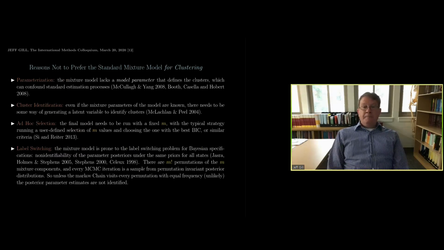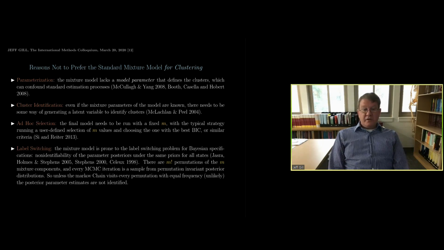Well, some reasons not to use the mixture in this context is it lacks a model parameter, right? So we just have a set of weights. That's quite a limitation. It doesn't allow us to do cluster identification in the way I'd like to do. And then, of course, how do people do that? Well, a common strategy is to fix the M, the number of different mixtures, try it out, see how it looks. It doesn't look good. Okay, let's try another M. There's a lot of papers that do this with the boring hackneyed galaxy data, of course.